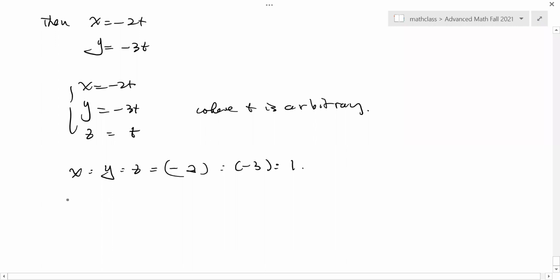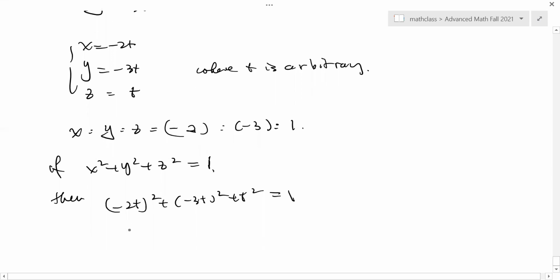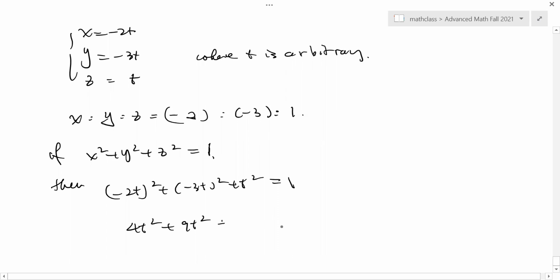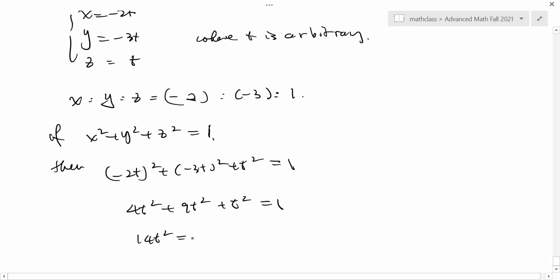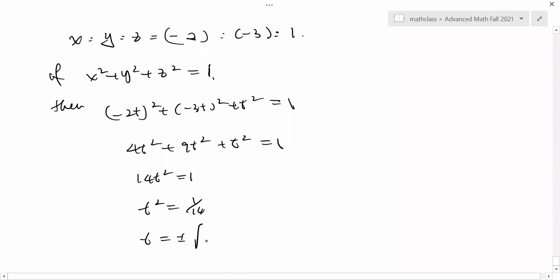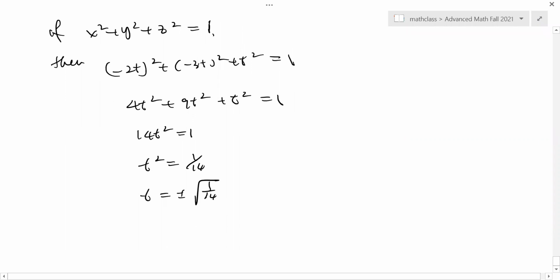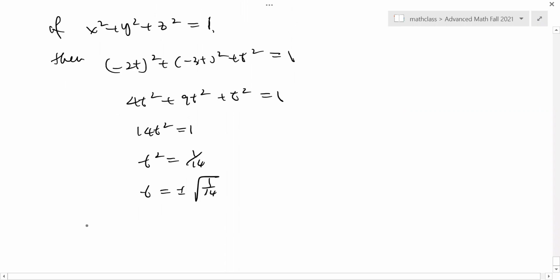So if I add the additional condition that x squared plus y squared plus z squared equals 1, then you can almost determine the values. Then you will see negative 2t squared, negative 3t squared, plus t squared equals 1. So I get 4t squared, 9t squared, and 1t squared equals 1. And I have 14t squared equals 1. Then t squared equals 1 over 14. So t is going to be plus or minus 1 over square root of 14. Then you determine two sets of solutions.